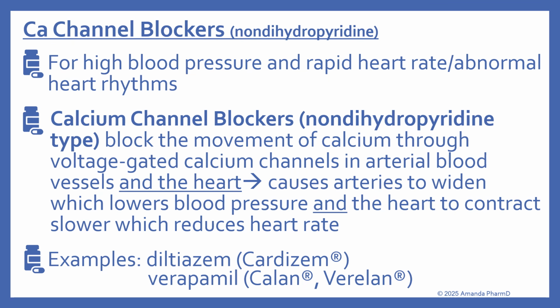And next we'll look at the calcium channel blockers that are non-dihydropyridine type. So these are for high blood pressure and rapid heart rate and abnormal heart rhythms. So the calcium channel blockers of the non-dihydropyridine type block the movement of calcium through voltage-gated calcium channels in the arterial blood vessels and also in the heart. So that's why they also work with the heart rhythms. So this causes the arteries to widen, which lowers blood pressure, and it causes the heart to contract slower, which will reduce the heart rate. Some examples include diltiazem, brand name is Cardizem, and verapamil, brand names are Calan and Verelan.